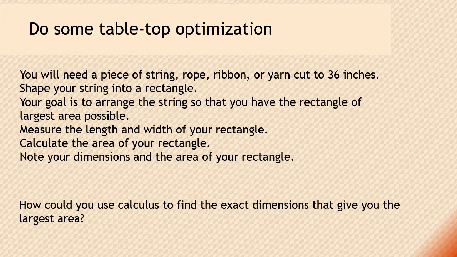Shape your string into a rectangle. Remember, a square is also a kind of a rectangle. And try to arrange the string so that you have the rectangle of the largest area possible. Once you think you have the largest area, measure the length and the width of your rectangle and calculate the area based on your dimensions, and then jot down your dimensions and the area of your rectangle.